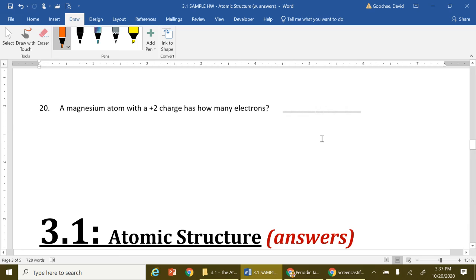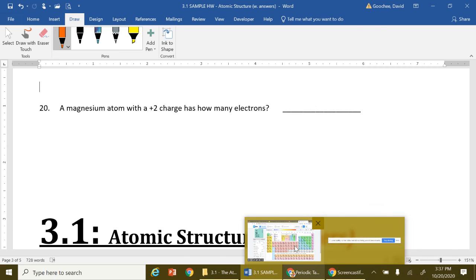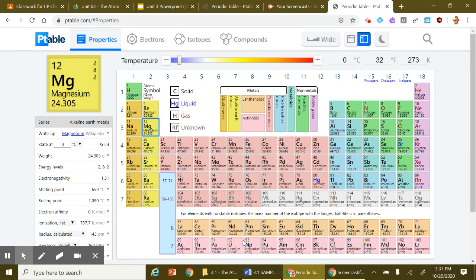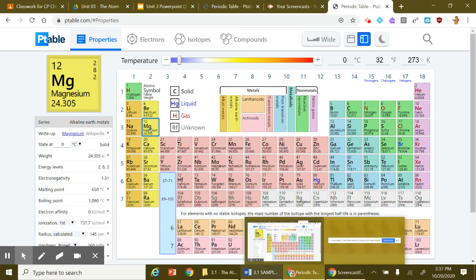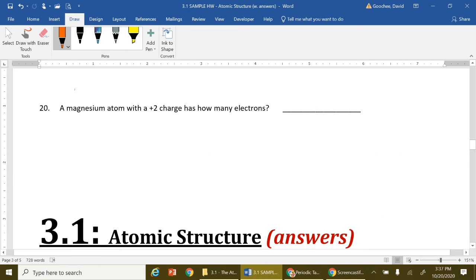A magnesium atom with a 2 plus charge has how many electrons? Well, it's magnesium. I'm going to go look it up. Magnesium is element 12. So this guy has 12 protons. Now, here we go. Let's do it my way, and then we can do it the other way if you want. So, 12 protons. It has a positive 2 charge. What does it have more of? Does it have more protons or does it have more electrons? It's positive, so it has more protons.